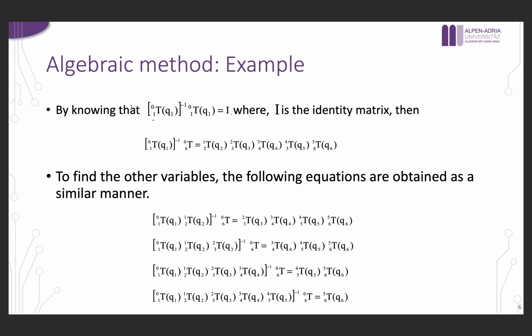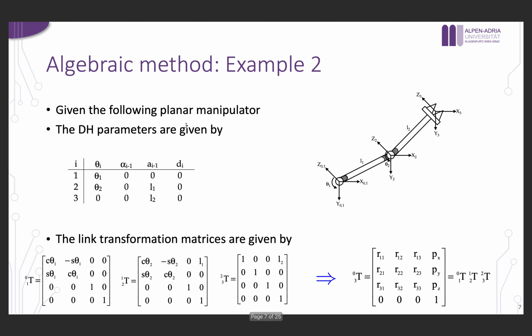If I do that, the multiplication will give the identity matrix, which means these two terms would vanish, and we would have on the right side t12, 23, 34, 45, and 56. On the left side it will stay, but we need to get the inverse first, then multiply it with the total transformation matrix.